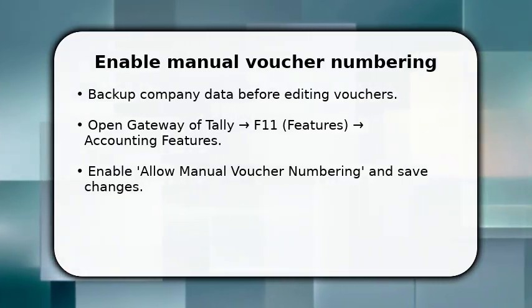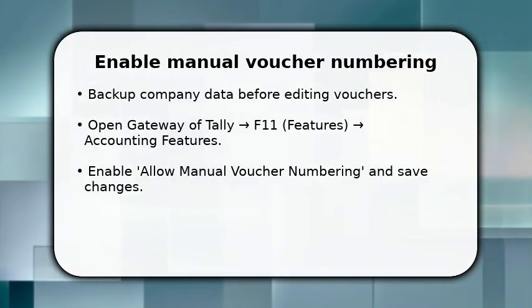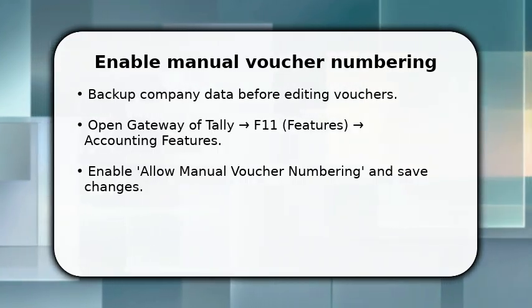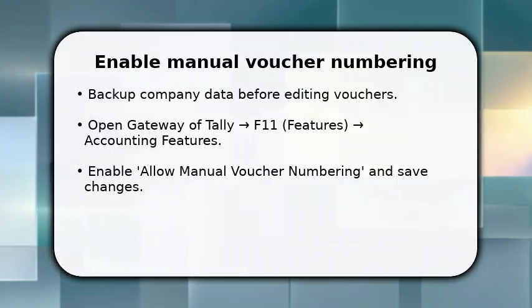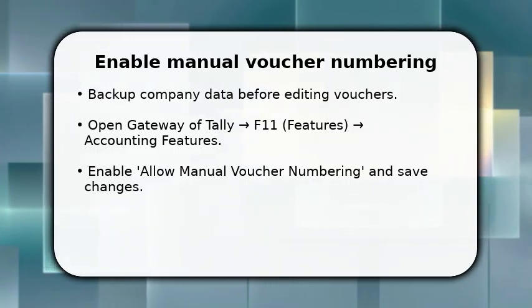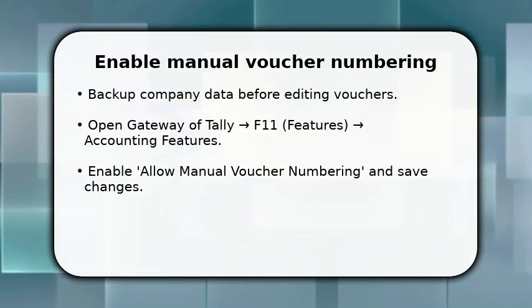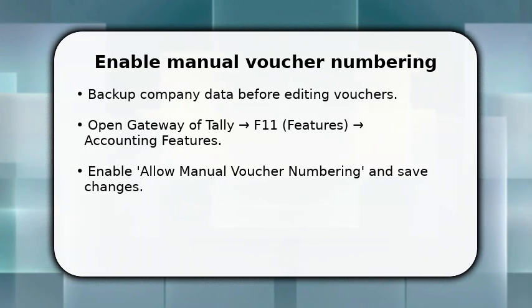Once done, open Gateway of Tally and go to F11, Accounting Features, because this setting controls whether you can change voucher numbers. Make sure Allow Manual Voucher Numbering is enabled and accept the screen. This step lets you edit numbers manually. Without it, Tally will prevent direct changes. After enabling, close Features and navigate straight to your accounting vouchers to begin altering the specific journal entries.